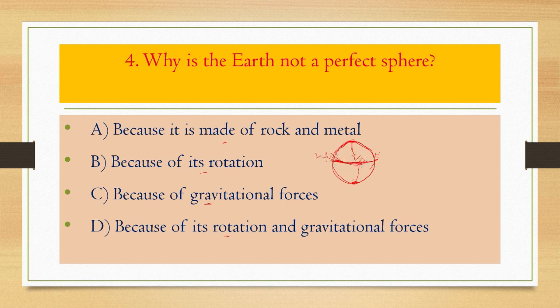Then the equator becomes bulged, and at the poles it becomes flattened. Just now we discussed that at the poles we find the flattened area, and near the equator we find the bulged manner. Due to this, Earth will be in an ellipsoid shape, not a complete sphere shape. So I think the answer is clear.